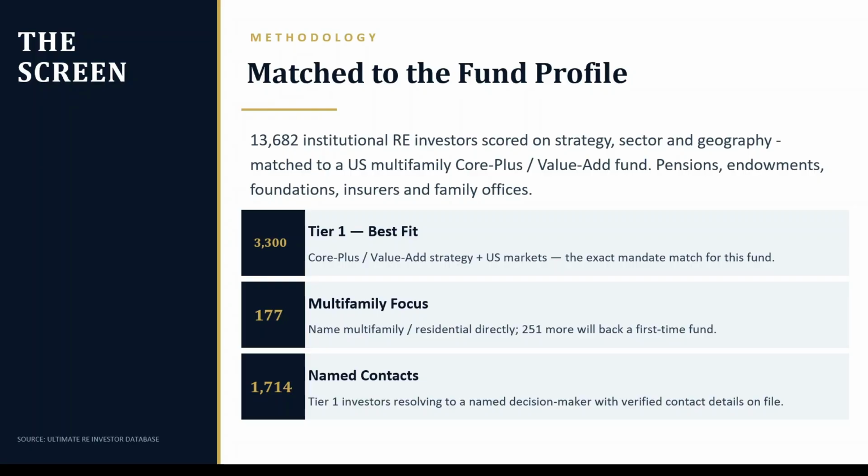And then named contacts, so my databases include key contacts that participate in these types of offerings. And in this particular run, I've identified 1,714 tier 1 investors resolving to a named decision maker, with contact details verified, cleaned, and updated as of mid-2026. So it's pretty good targets.